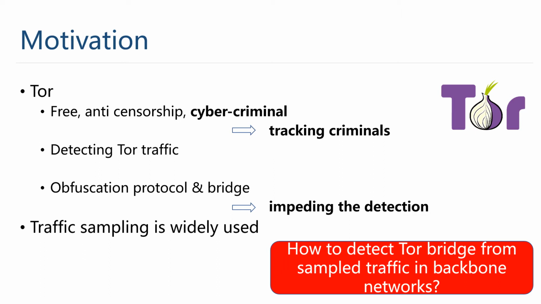To enhance anonymity, obfuscation protocols and bridges are used in Tor, which increases the difficulty of detecting Tor traffic. Tor network is a part of backbone networks, and traffic sampling is widely used in backbone networks. So we need to learn how to detect the Tor bridge from sampled traffic in backbone networks.